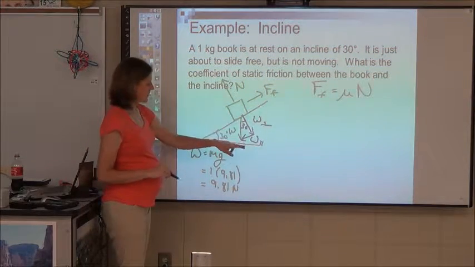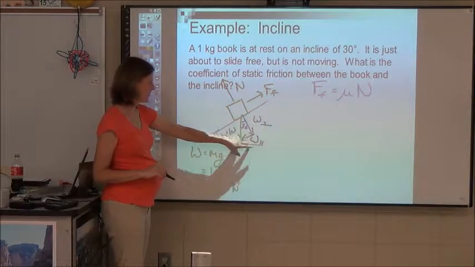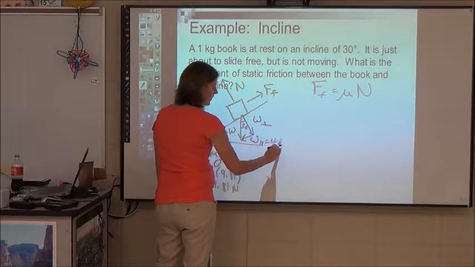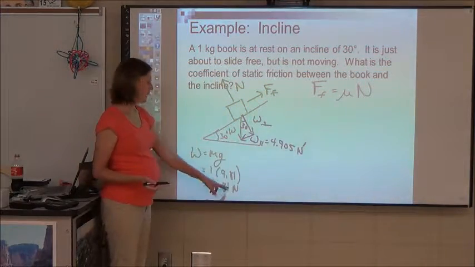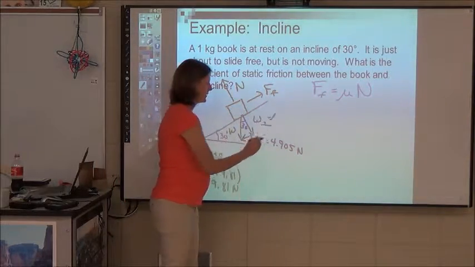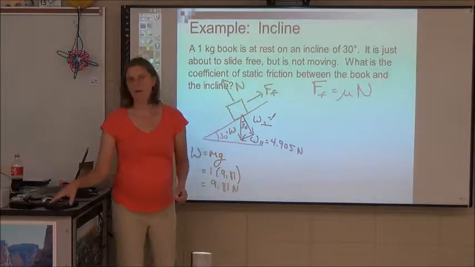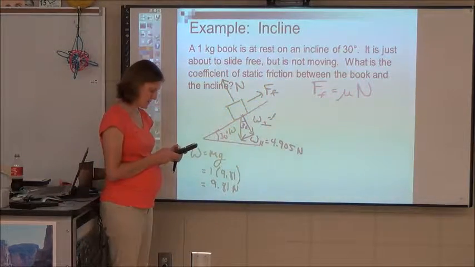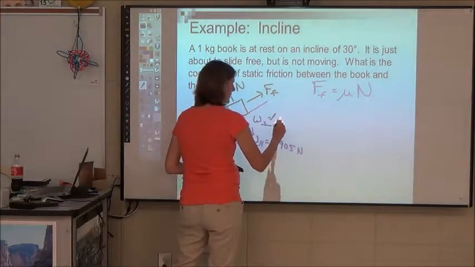So let's see, we got 30, 60, 90 again. Weight parallel will be opposite my 30. That's always the 1, 2, square root of 3. So half of that, 4.905 newtons. Or again, you could just say 9.81 sine of 30. And then weight perpendicular would be cosine of 30 times 9.81, or 4.905 times square root of 3. And I get 8.5. A little rounding.